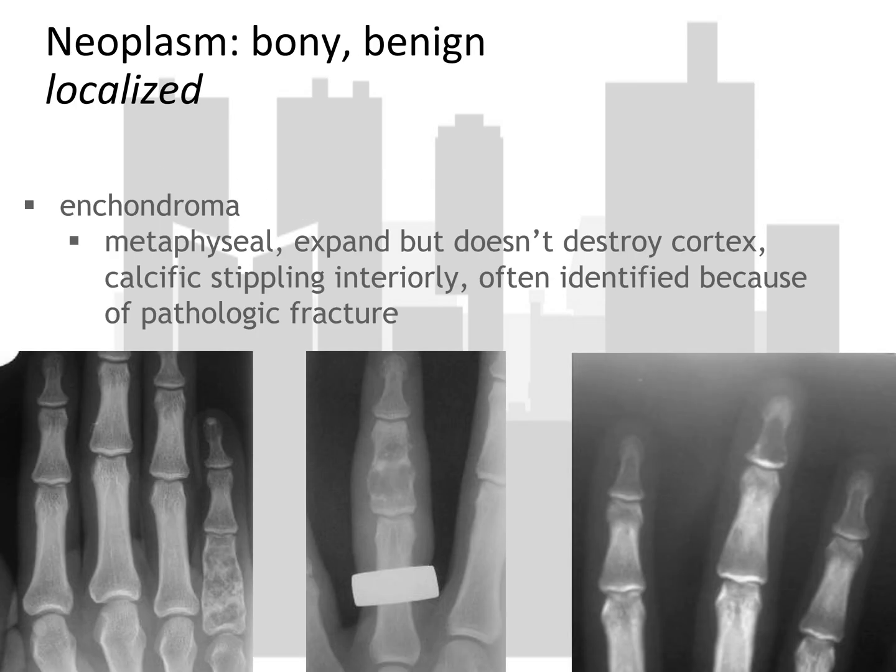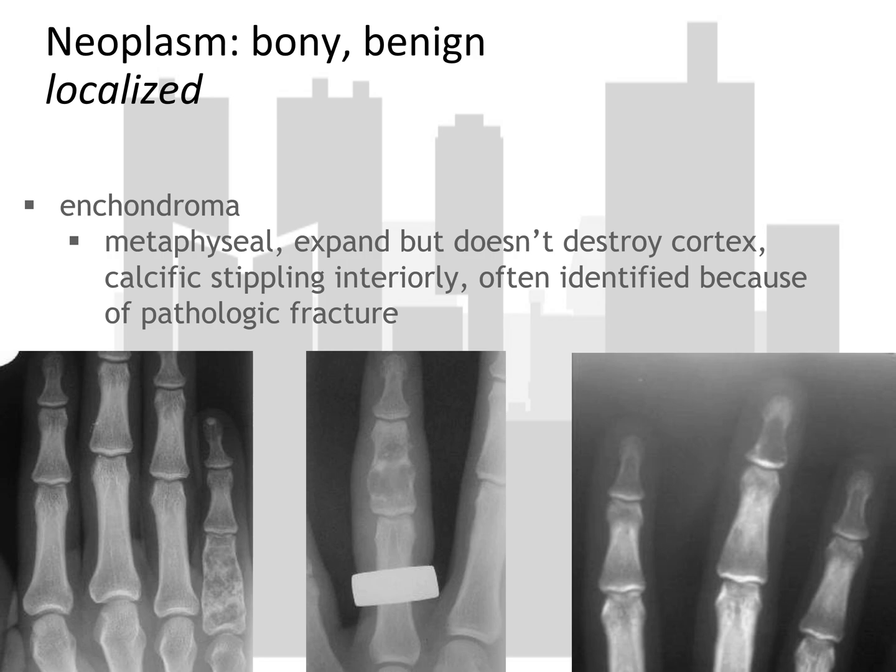Localized bony neoplasms: the enchondroma is extremely common in the fingers, often is incidentally found, but sometimes patients will break through this and show up with a pathologic fracture in the digit, and it's the first time they find out about their enchondroma. What you see is an expanded metaphyseal lesion that usually doesn't destroy the cortex, but it can cause thinning of the cortex, as you see in the middle image here.